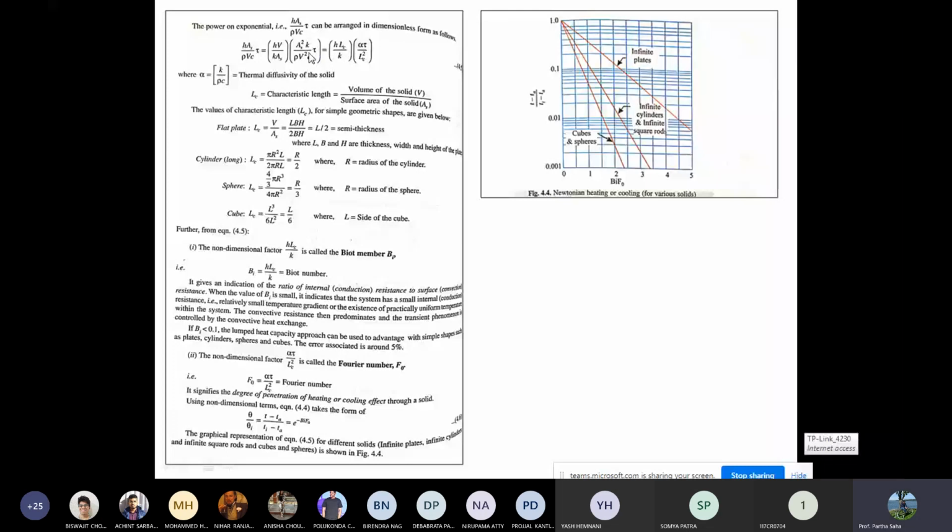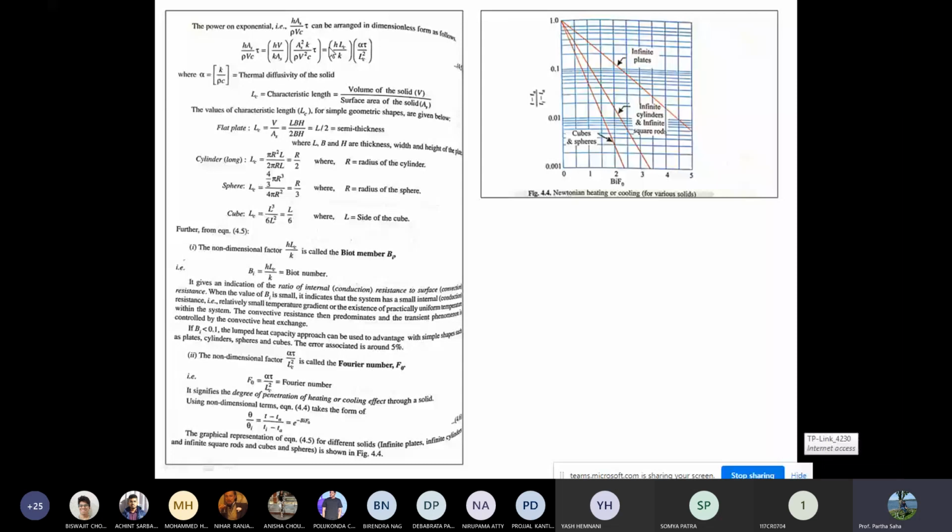V by As is known as characteristic length, and then it will become alpha tau Lc square, because alpha here has been written as thermal diffusivity, that is k by rho Cp. You can see k by rho Cp is there, so that's why it becomes alpha tau, and V by As, as I mentioned, is Lc, that will become Lc square. This will come later, hLc by k and alpha tau Lc square, why it is important.